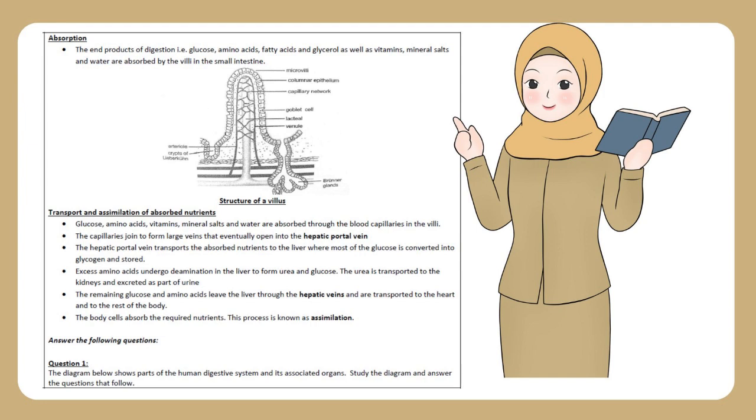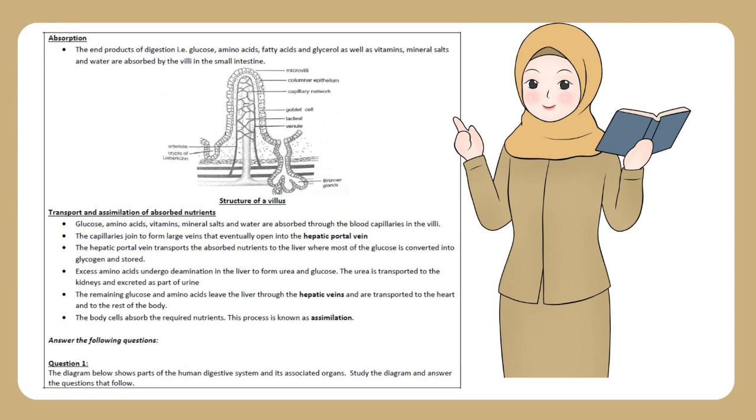The remaining glucose and amino acids leave the liver through the hepatic veins and are transported to the heart and to the rest of the body. The body cells absorb the required nutrients. This process is known as assimilation.